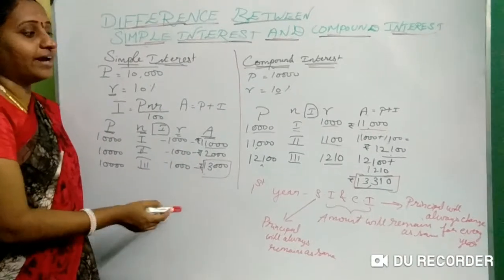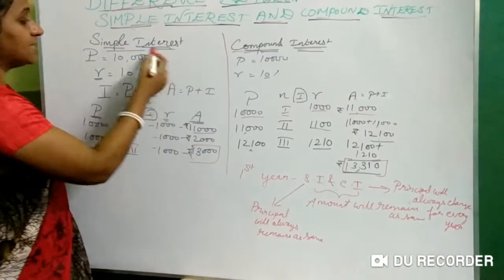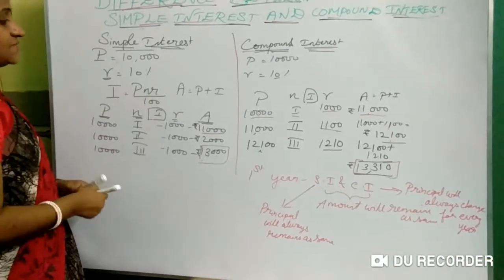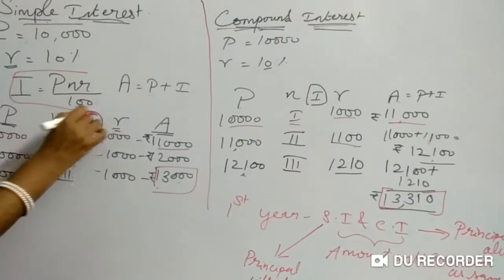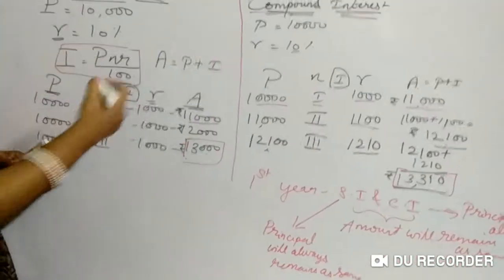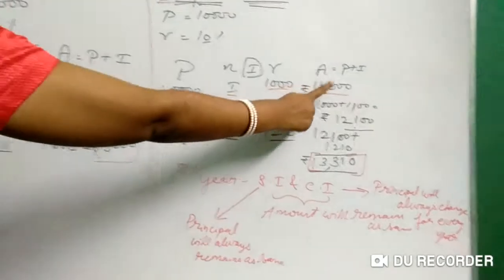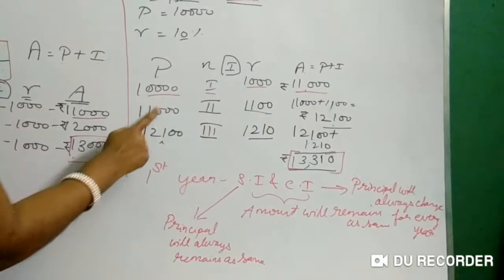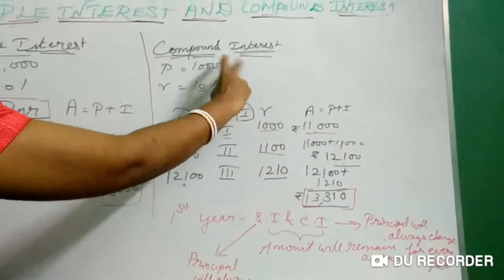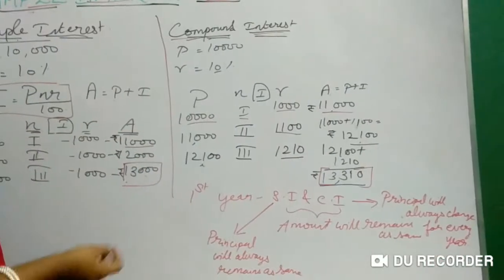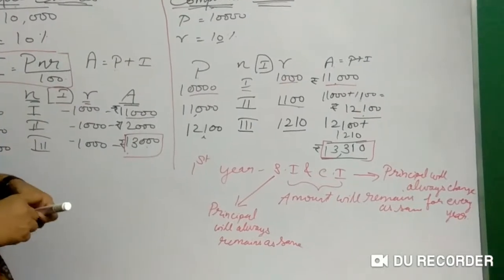In my next video, I will explain the formula derivation for compound interest, because this one is already known for simple interest. The formula for simple interest is I is equal to PNR by 100. But for compound interest, it will change, because every year the amount is going to be the principal for the succeeding years. So the formula will change for compound interest. I will upload that content in my next video.